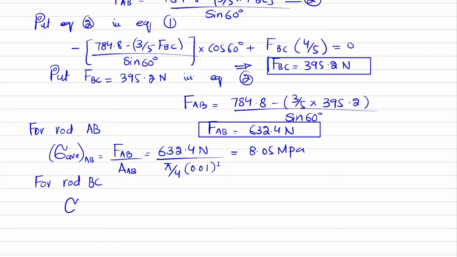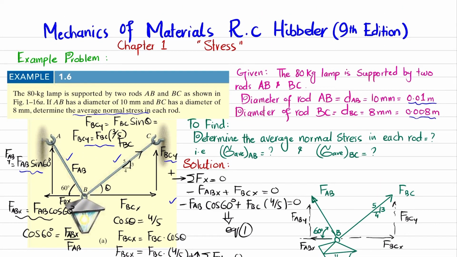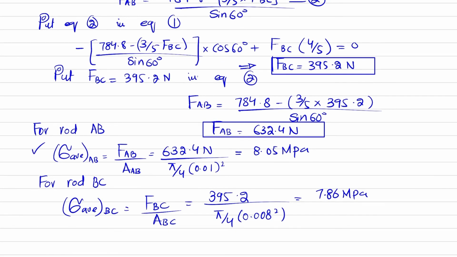Now for rod BC, average normal stress in rod BC will be equal to force in BC divided by area of BC. So force in BC is 395.2 Newtons. Clear? And area is pi by 4. What is the diameter? Diameter is given as 0.008. So pi by 4, 0.008 square. So when you solve this, you will get average normal stress in rod BC is 7.86 megapascal. So that was all about this average normal stress in rod AB and BC.